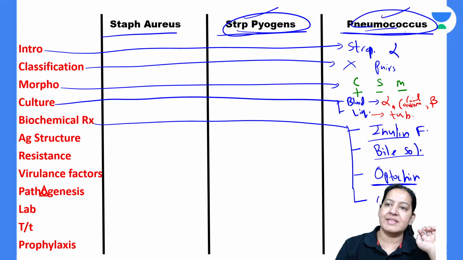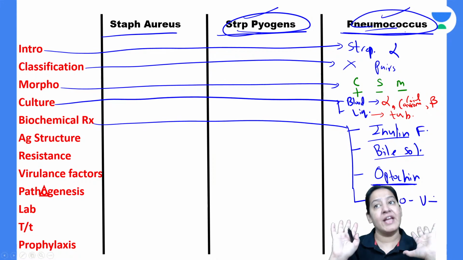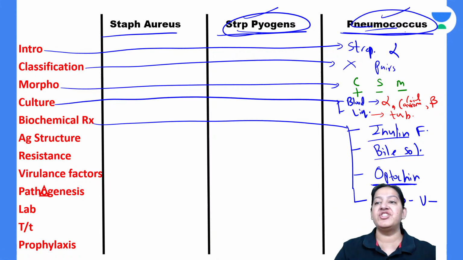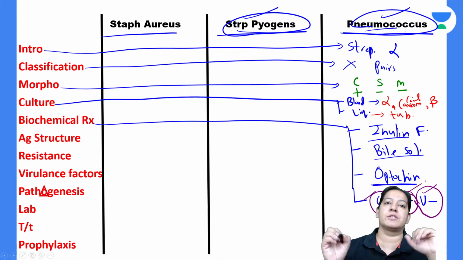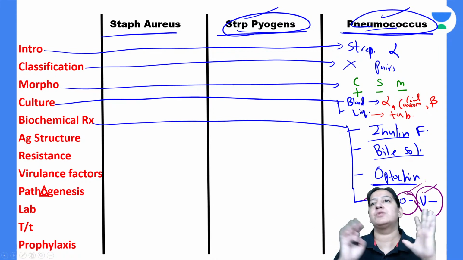And the last one: it is catalase negative, oxidase negative, urease negative. Negative findings are important. If you want to differentiate the pneumococcus from staphylococcus, say it is catalase negative. If you want to differentiate pneumococcus from Neisseria, say it is oxidase negative. Again, to differentiate from staphylococcus, say urease negative, because staphylococcus is catalase positive and urease positive and Neisseria is oxidase positive. That's why stating this property is very important.